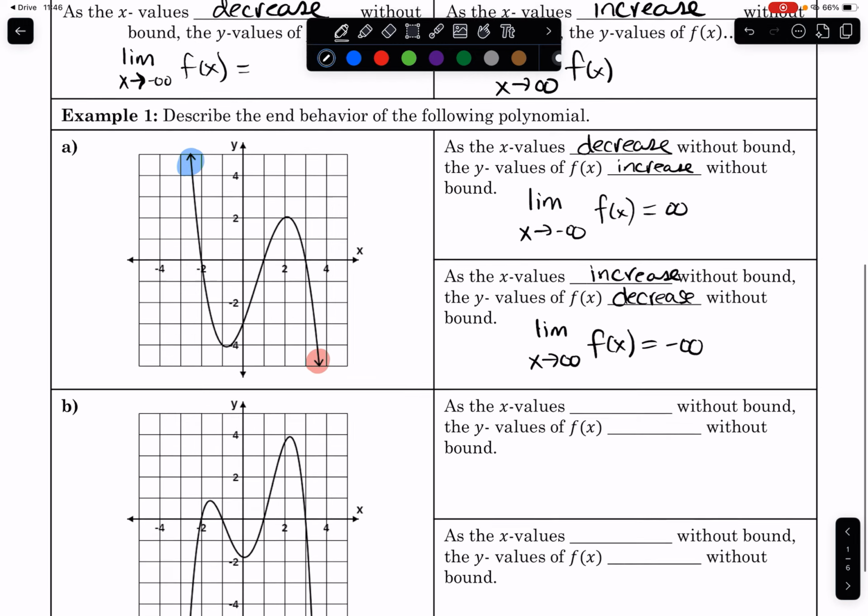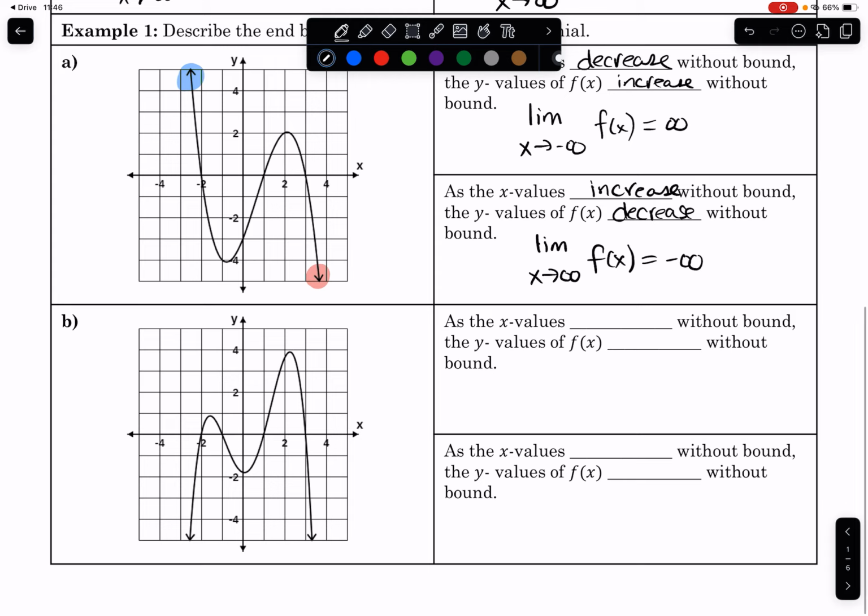Let's look at the next example. So for this example right here, on the left, as the x values decrease, notice that the arrows are pointing downwards, so the y values are also going to decrease.